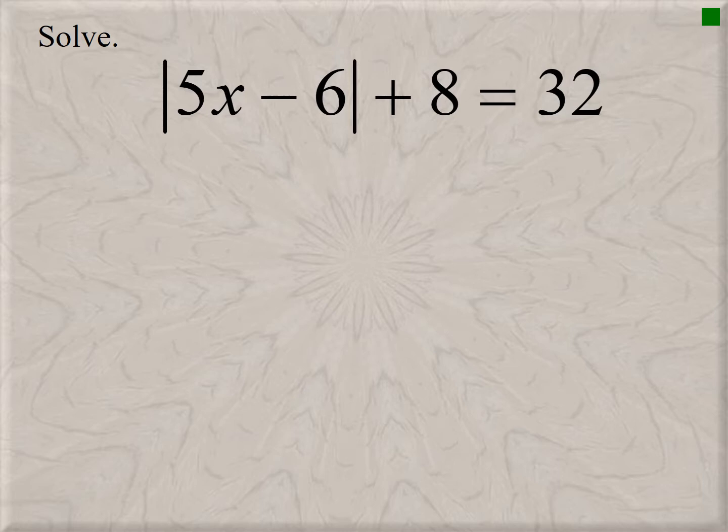So here's another problem. Here's where you're going to write step 1, okay? You're going to put a little asterisk here. You need to isolate the absolute value.